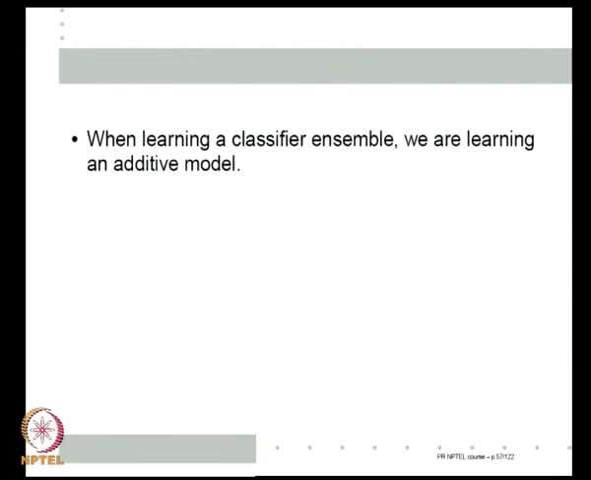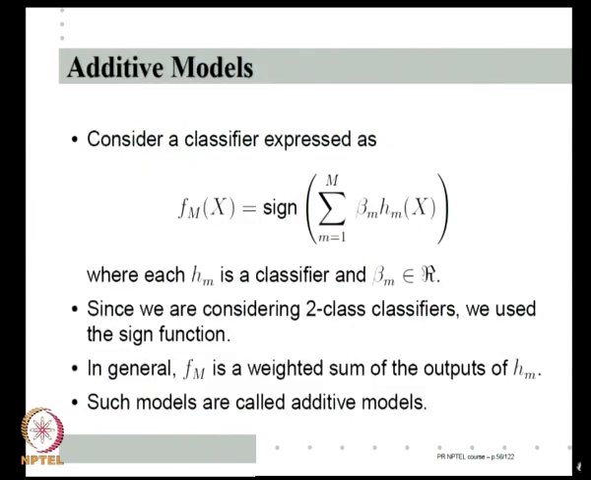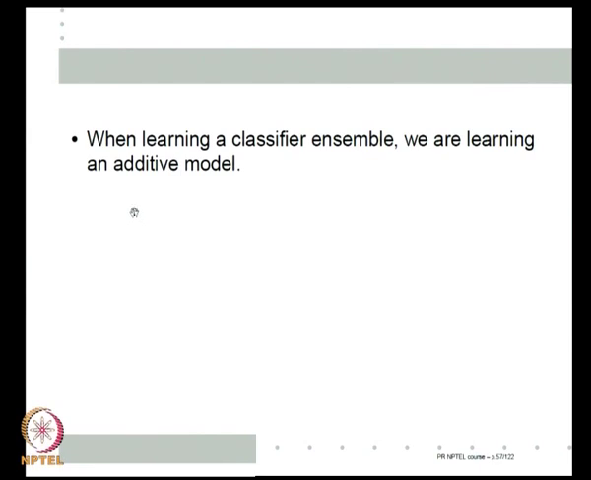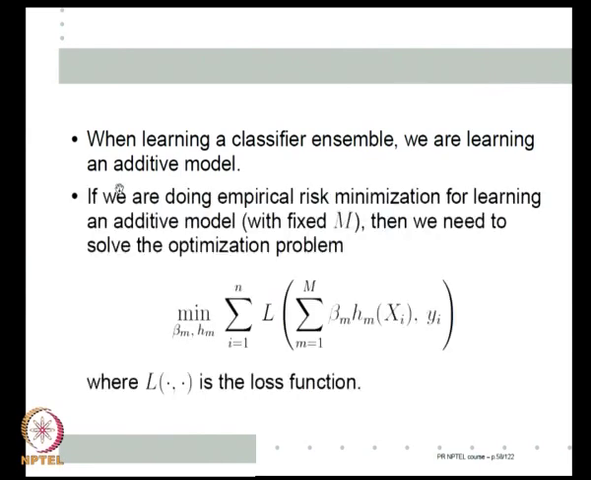Let us say we are learning an ensemble, we are essentially learning an additive model. As we already know, this is an ensemble classifier. If each of the h_m is a classifier, this is like a weighted majority. We have to somehow combine the h_m, and this is one way of combining. So, we can think of classifier ensembles as essentially learning additive models.